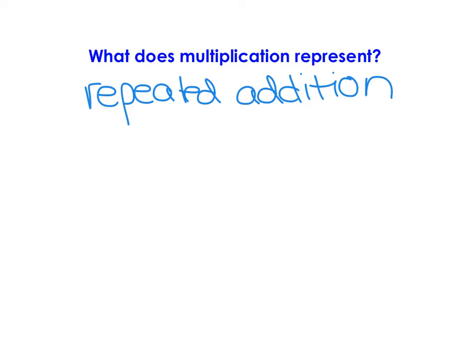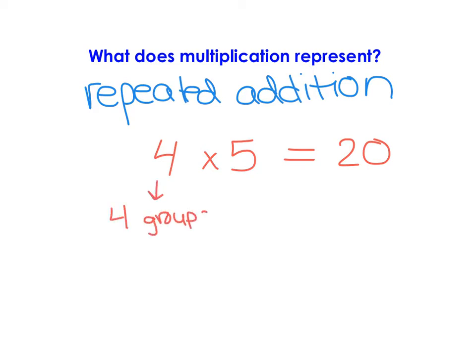So for example, say we have 4 times 5. Most of you already know off the top of your head that 4 times 5 is equal to 20. But let's break this down a little bit further. What this is actually saying is we have 4 groups of 5 that are really being added together. So we have 5 plus 5 plus 5 plus 5.